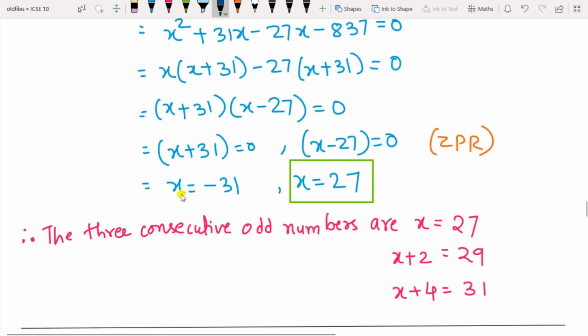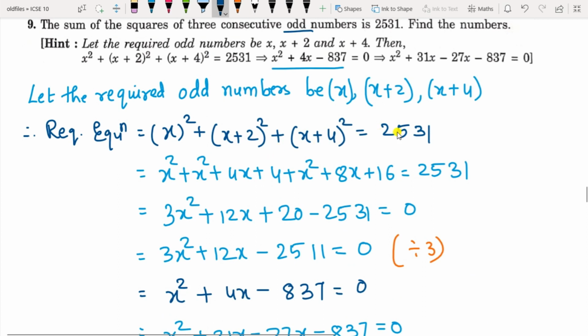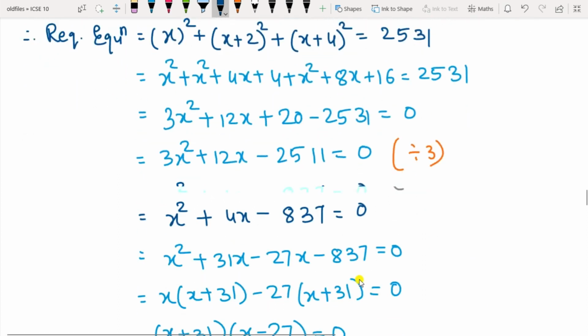Now here the values of x are x equal to minus 31 and x equal to 27. So here you have to consider the positive number and not the negative number. So leave the negative number. So x equal to 27. So you have to find the other two numbers. x plus 2 is 29 and x plus 4 will be 31. So 27, 29 and 31 are the three consecutive odd numbers, whose squares sum to 2531.